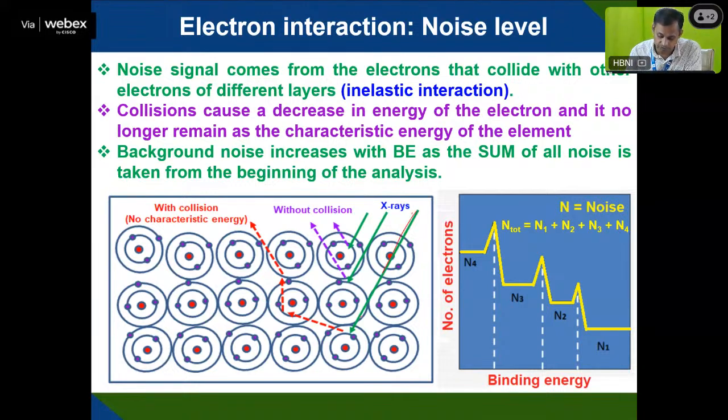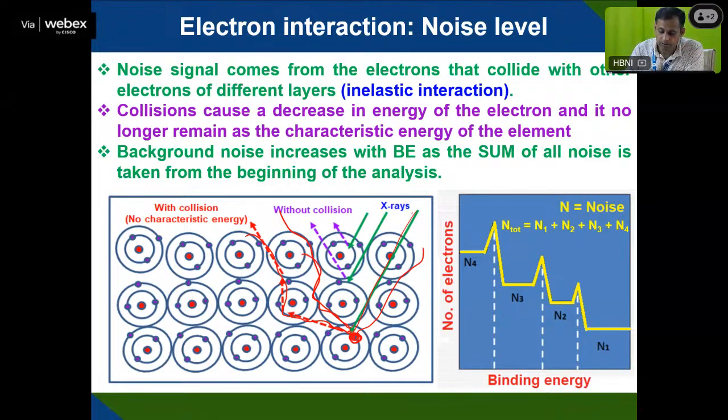You can see that the X-ray falls, and this electron will come out. Once it comes out, it can follow this path, this path, or this path. But whenever it is coming out, that electron will interact with other nearby electrons, so there will be an inelastic interaction. The collision causes a decrease in the energy of the electron. The electron coming out from here has higher energy, but once it collides inside with other electrons, what will happen?